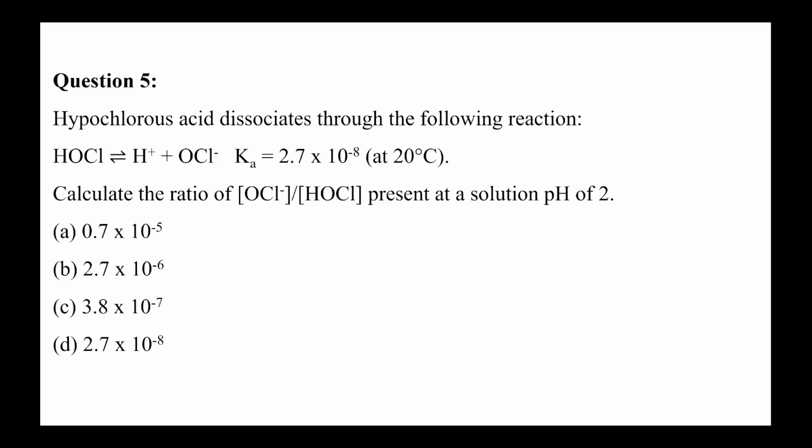So you have the reaction given. This is very similar to something that we have already discussed in the first session. Okay, so think logically. We have the reaction given, hypochlorous acid dissociating into H plus and OCl minus, its respective cation and anion. The dissociation constant is given. We have to calculate the ratio of concentrations of OCl minus by HOCl, and pH is given as 2. How do we calculate it?